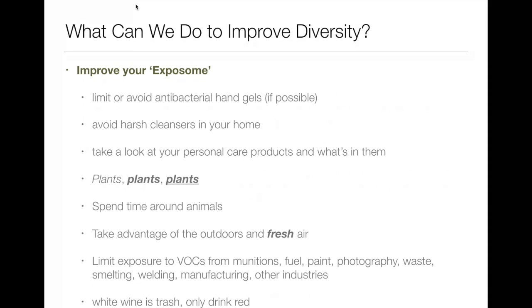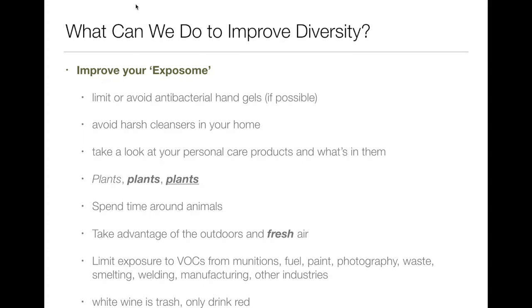And then finally, improve your exposome. Remember, I used that word before. The exposome is all the exposures we have around us at all times, some good, some bad. Antibacterial hand gels are pretty bad for your microbiome. Yes, even your internal microbiome. If you've followed the news in the last few years, you may have seen that the triclosan that used to be in those antibacterial hand gels is actually banned. It's supposed to be phased out.